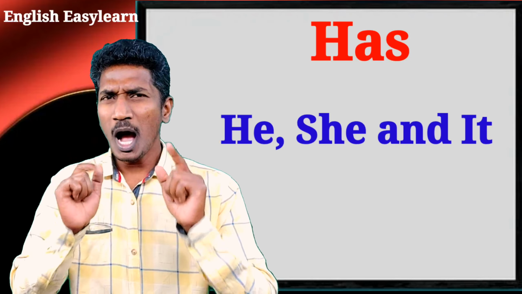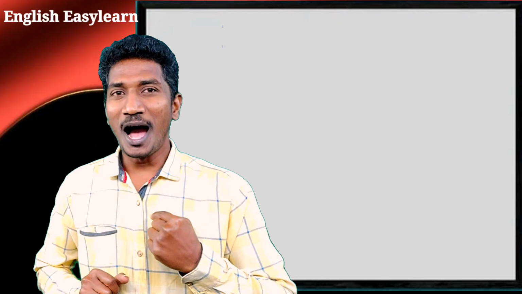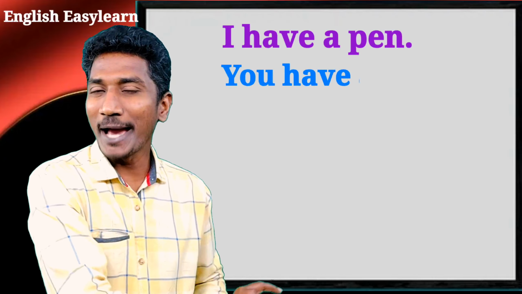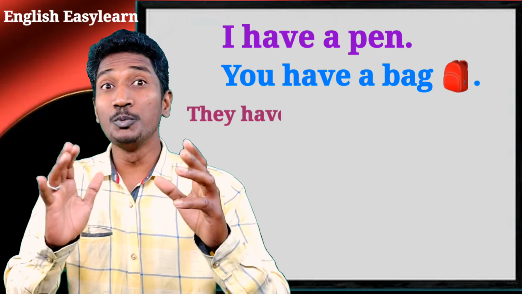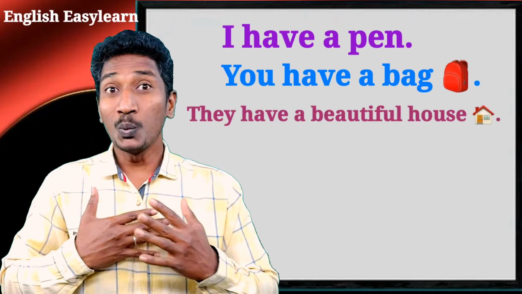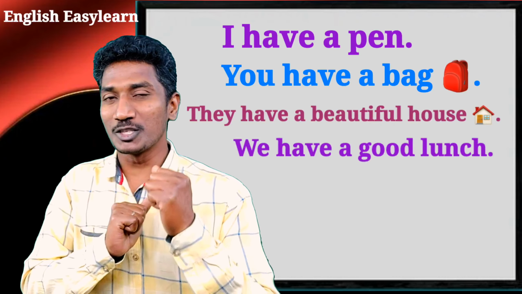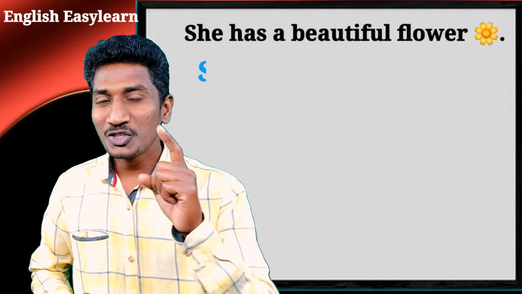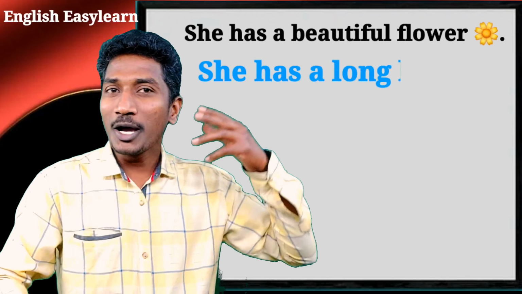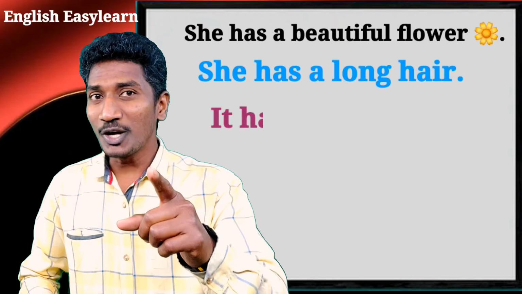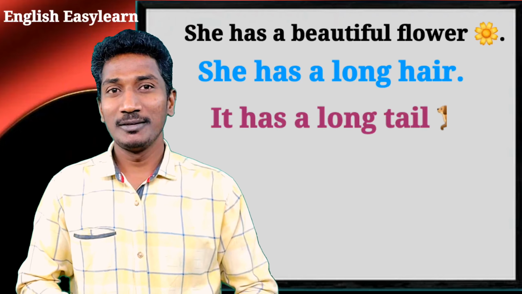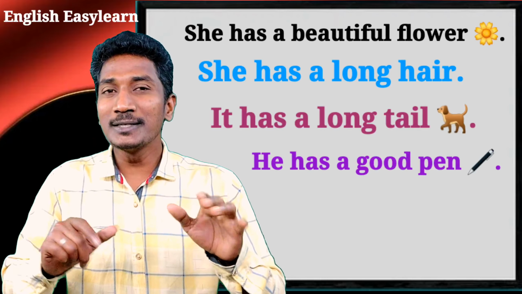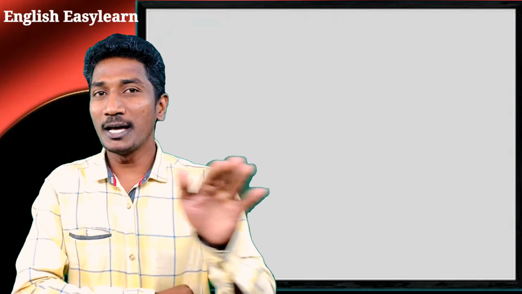Okay, how do we make sentences? I have a pen. You have a bag. They have a beautiful house. We have a good lunch. She has a beautiful flower. She has long hair. It has a long tail. He has a good pen. So like this we make sentences with have and has.